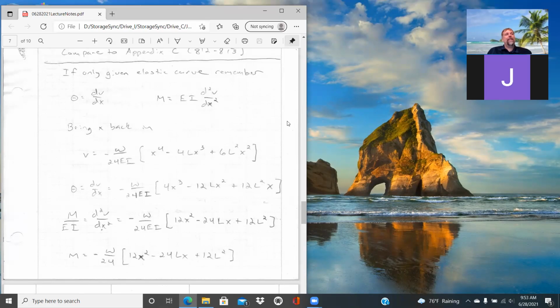It will get a little messy here, but when we are able to bring these back to find the internal moment as a function of x, then it's a little bit clearer, because then you are able to solve for your two constants of integration. So we'll tackle it from that standpoint.